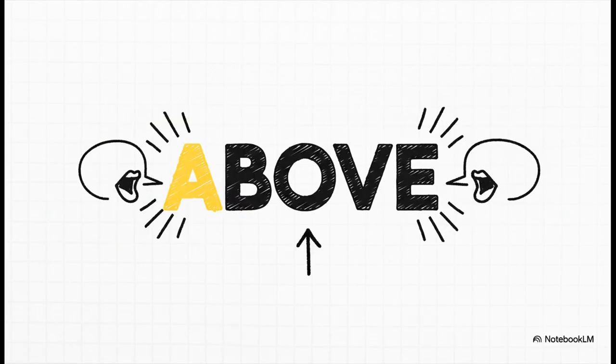Above. It works the same way as ago. The stress is on the second syllable, bove. So that just relaxes into a schwa. Above. Let's do this one together. Ready? Above. One more time. Above.